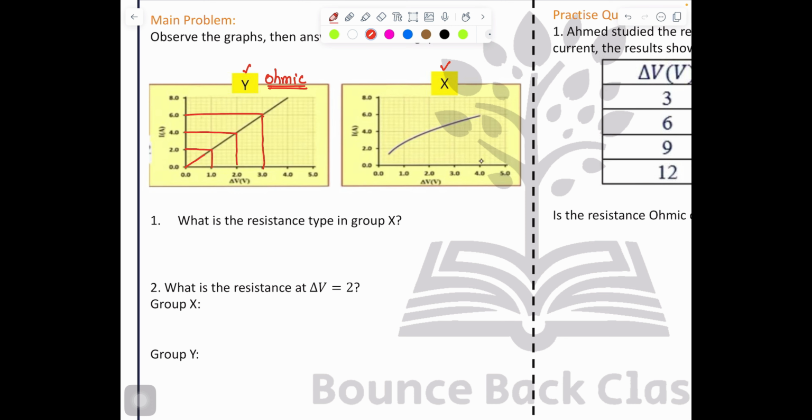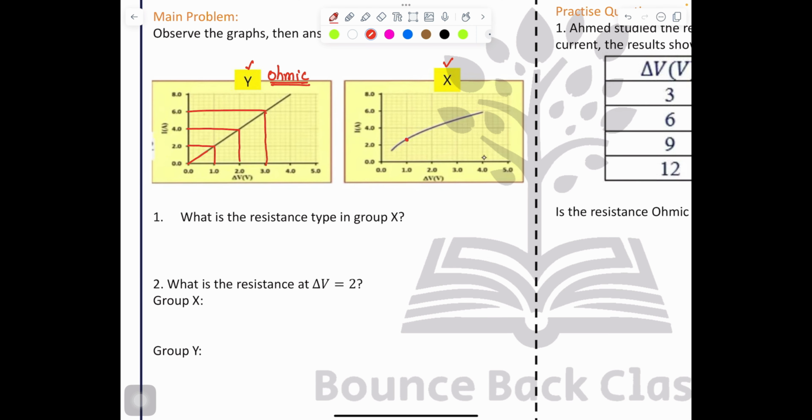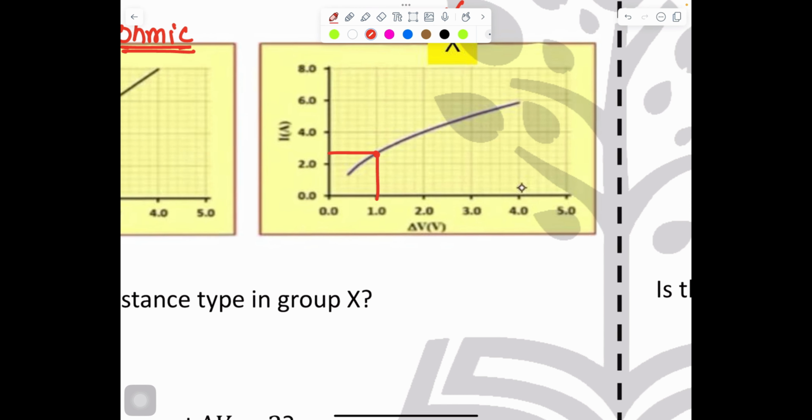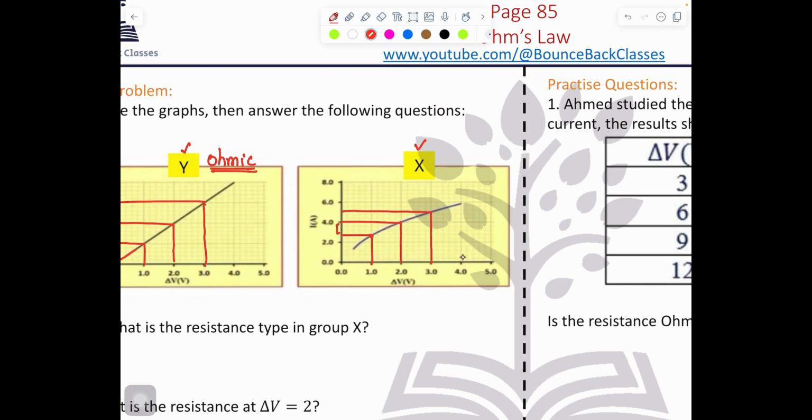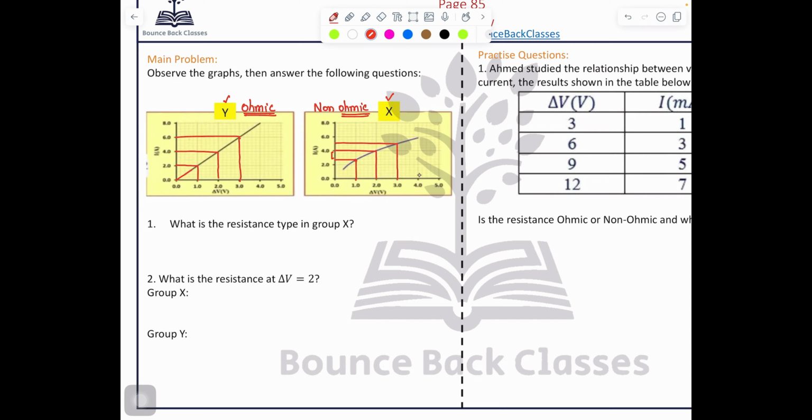Here you can see it is not equal. Let's say this is at your position 1. 1 is very high as compared to 2. It is not exactly 2. If you make it big, you can see at 2 it is 4. You can see the gap. At 3 you can see the gap is different. So they are not the same. Clear? This type of graph is called non-ohmic. Clear? Let's move to question number 1.